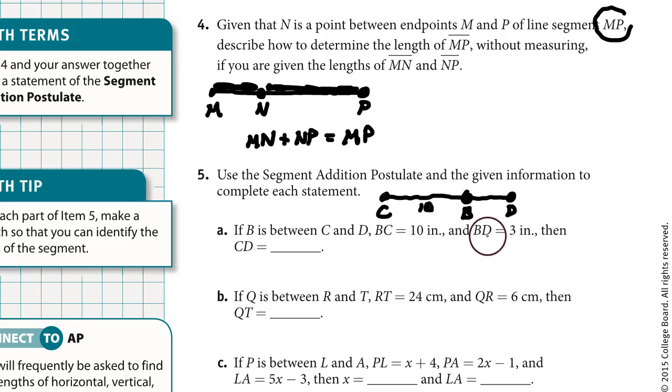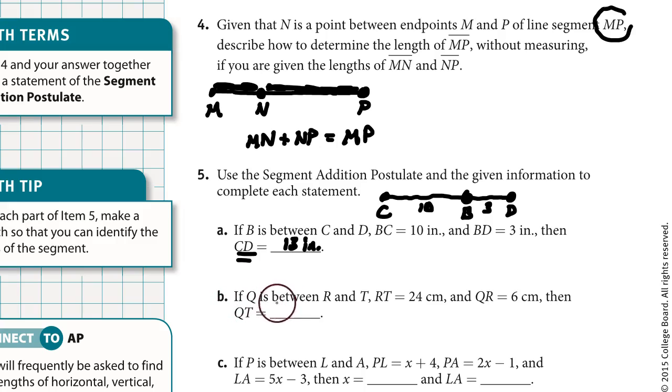We're told that BD is 3. So in between B and D, that shorter piece, label 3. How long is CD? With the segment addition postulate, we know to add the two shorter pieces to find the total distance. We can get that this is 13 inches. Hopefully you see that drawing the picture helps you see why it's 13 inches, the 10 plus the 3.